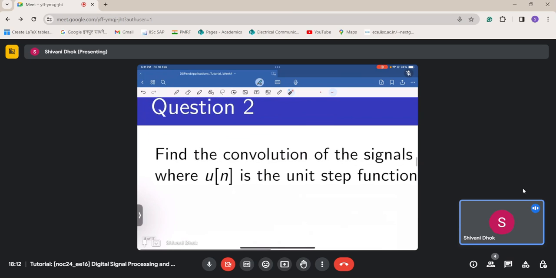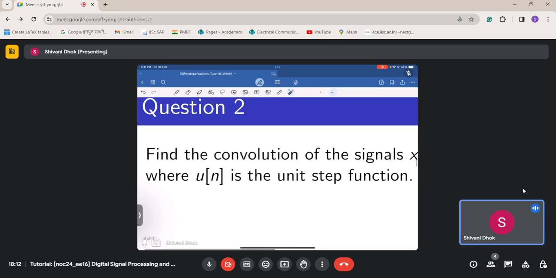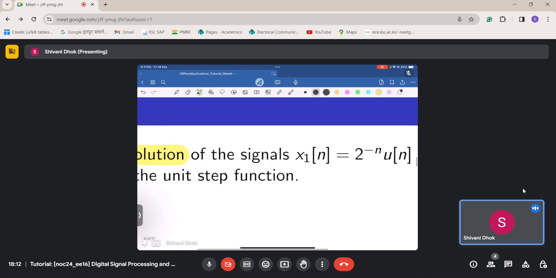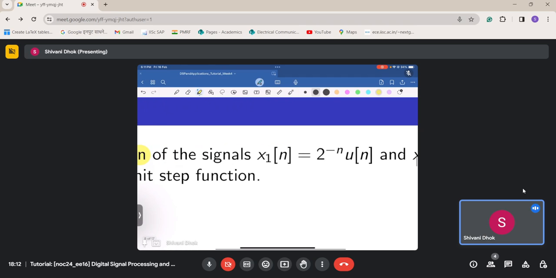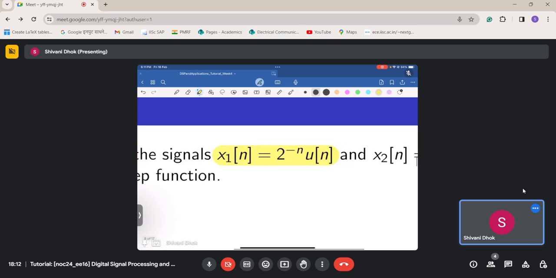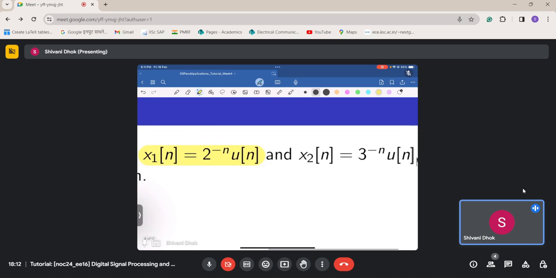The second question says: find the convolution of two signals. The first one is x1 of n equal to 2 to the power minus n times u of n, and the second signal is x2 of n equal to 3 to the power minus n times u of n. I'm purposely putting this convolution question here because we'll use this result in upcoming questions.